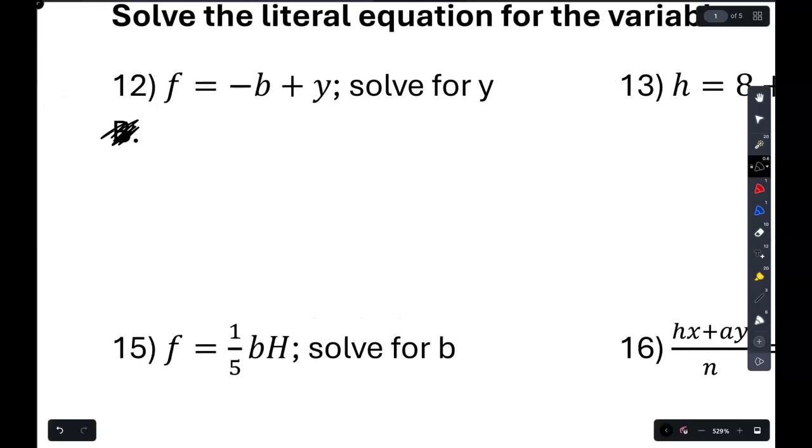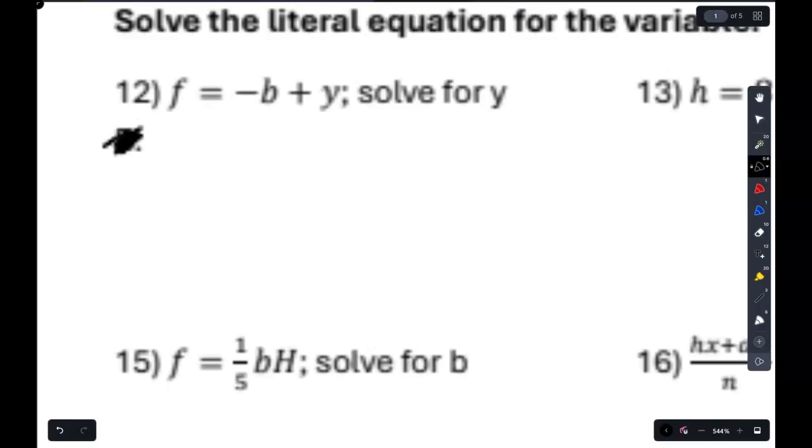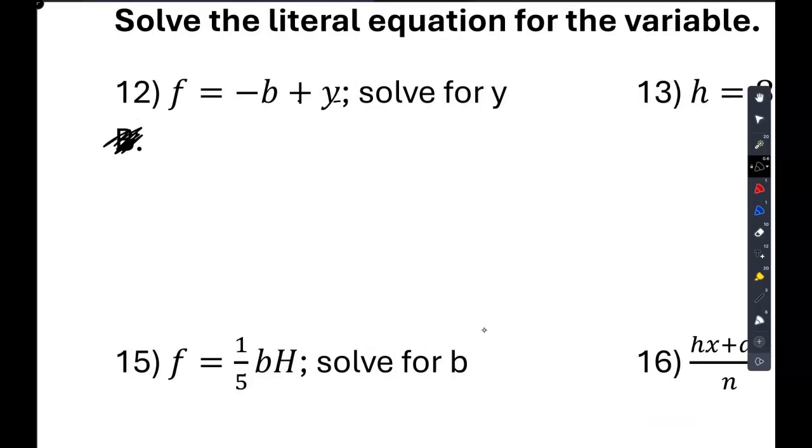All right, here, so I got f is equal to negative b plus y. They want you to solve for y. So y is being added to a negative b. We want to remove that negative b, so we're going to make it cancel itself out by doing the opposite. So instead of minus b, we add b on both sides.